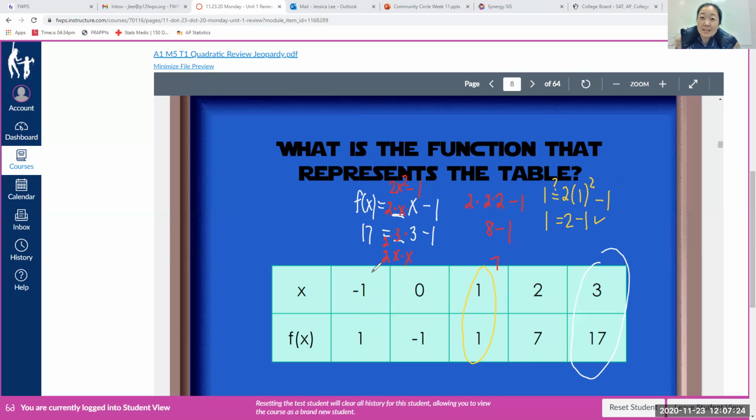So let's just try it just in case, the negative 1, right? So x is negative 1, so 2 times negative 1 squared minus 1. So that's going to be 2 times 1 minus 1, because remember that's negative 1 times negative 1, which is positive 1. And so that's 2 minus 1, which is equal to 1. Yes, that is true. I should not put that check mark there. So this is our function. f of x is equal to 2x squared minus 1. That's our answer. All right. Boom.